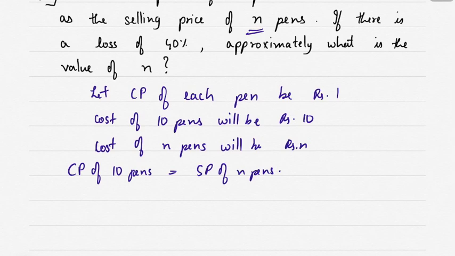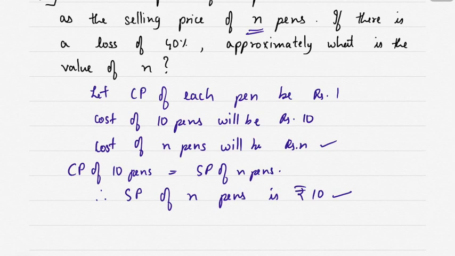So that means selling price of n pen is also 10, because cost of 10 pen is 10 rupee. Therefore selling price of n pen is 10 rupees, because cost of 10 pen is 10 rupee. Therefore selling price of n pen should be 10 rupees. Okay, now you know cost of n pen is n, selling price of n pen is 10.